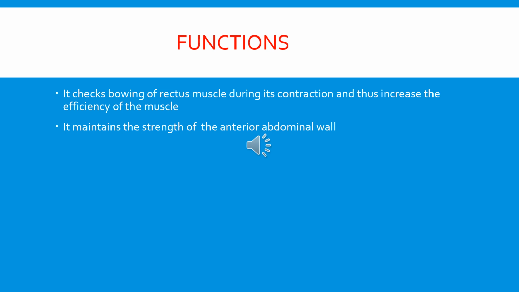Functions of the rectus sheath include checking the bowing of the rectus abdominis muscle during its contraction, and hence increasing its efficiency. It also maintains the strength of the anterior abdominal wall.